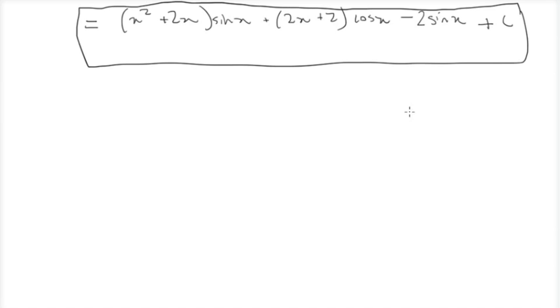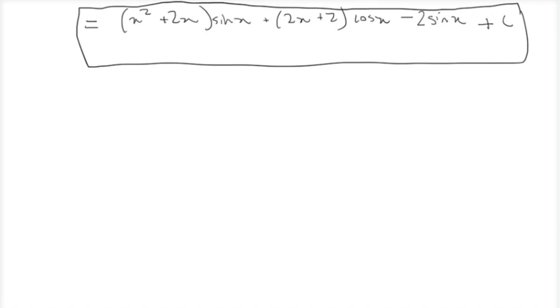So that is our first problem, and that's the most basic application. Now we're going to do a problem where we use integration by parts for definite integrals. It's not more complicated, you've just got to make sure you get your limits right.